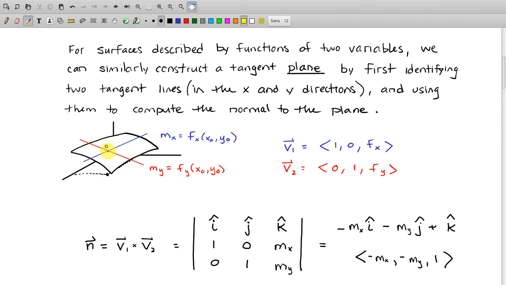So what would that entail? It would mean that the normal of the plane is perpendicular to both of the tangent lines. Okay, so this obviously makes us think that we're going to be using a cross product here. But first we need 2 vectors.